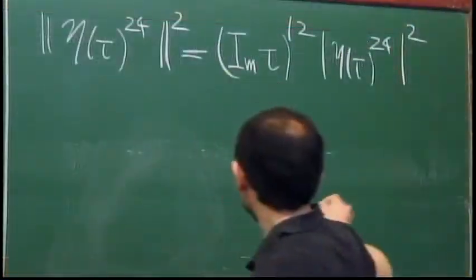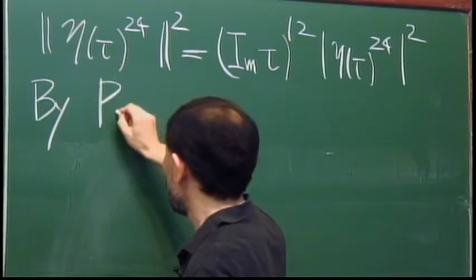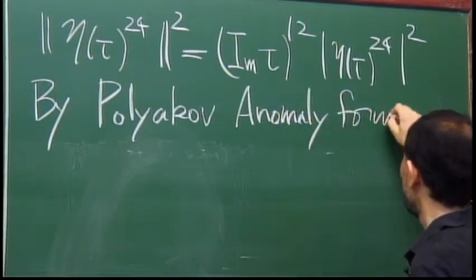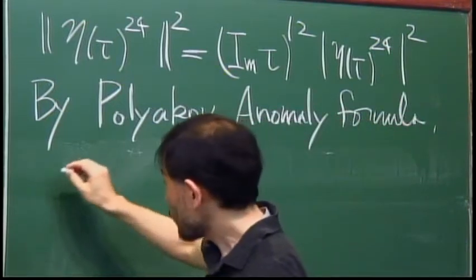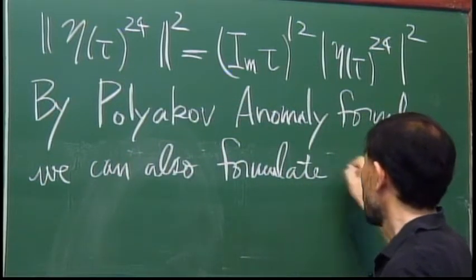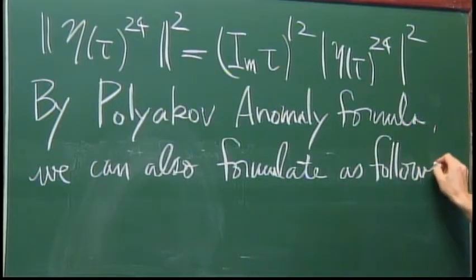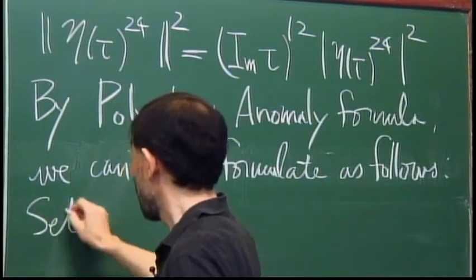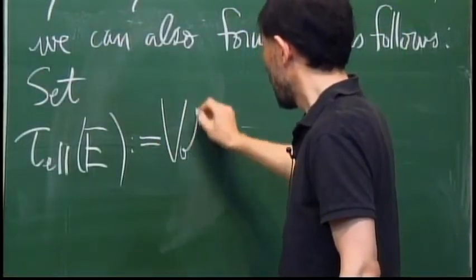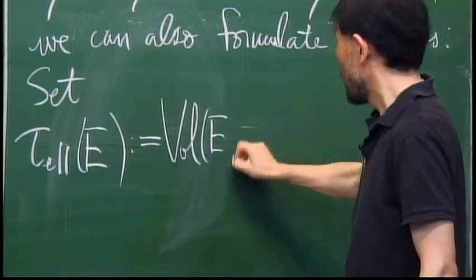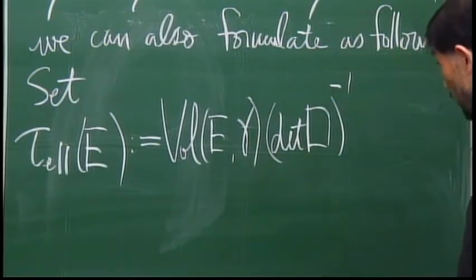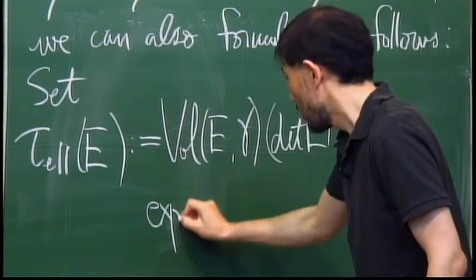But by the Polyakov anomaly formula, we can also formulate it as follows. I set tau L of E as the product of the volume of E with respect to gamma and the determinant of the Laplacian to the power -1, and I also must multiply some so-called anomaly term.